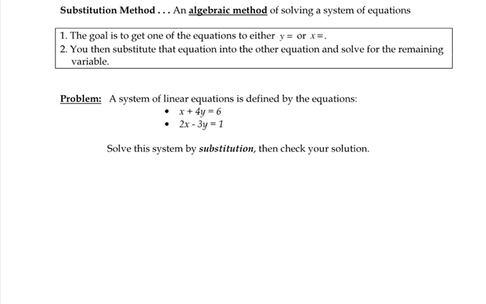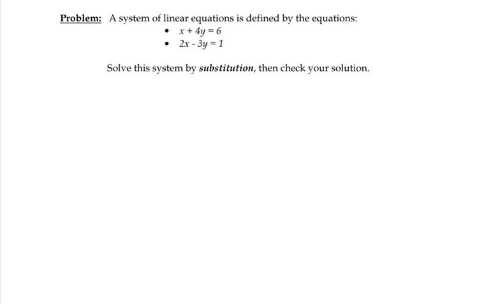Okay, so how do we do that? Well, our first step is to make one equation x equals or y equals. Because if we can rearrange it, then we can sub it into the other equation. And if we sub it into the other equation, then we will be able to create an equation with one variable. And when we have an equation with one variable, we can solve for that variable. There's one solution. Okay, so I'm going to walk you through it step by step right now.